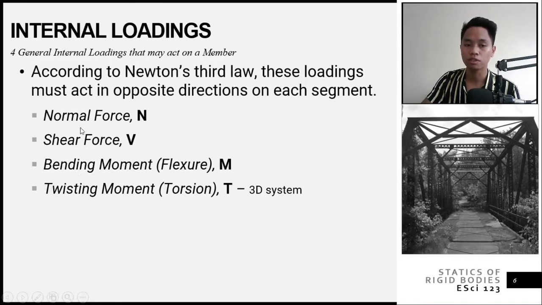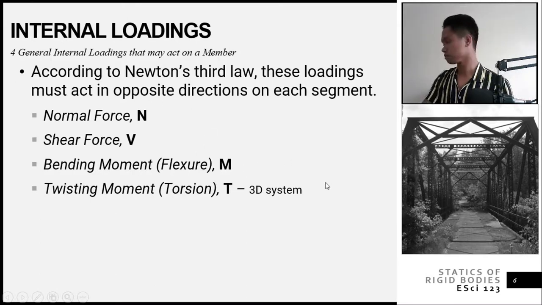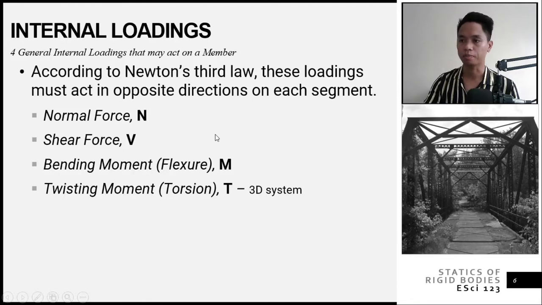The first three are always present: the normal, shear, and bending, whether 2-dimensional or 3-dimensional. The twisting moment or torsion, you will encounter in your mechanics of deformable bodies and strength of materials. This will only occur in a 3-dimensional system. But for this module, we are going to talk only about 2-dimensional or coplanar analysis.